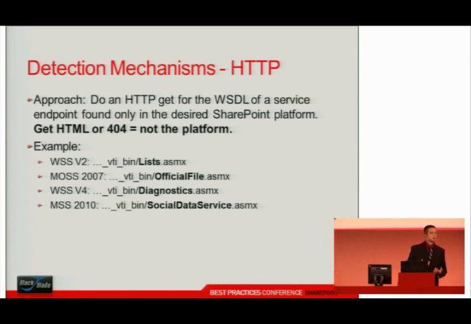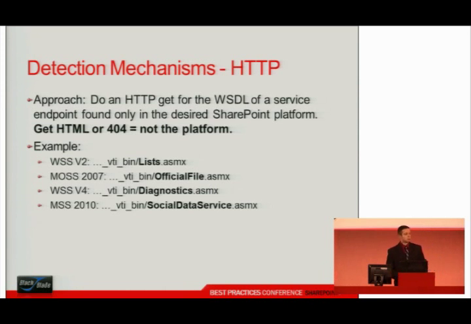Right. So the approach that we take is we actually look for one of the web service endpoints that we know of. So for example, if we try to get the lists.asmx web service and we don't get a file not found, or if we don't get a 404, then we know that at least Windows SharePoint Services v2 is available at that remote endpoint. If we go for office file.asmx, we know that at least Microsoft Office SharePoint Server 2007 is available at that endpoint.